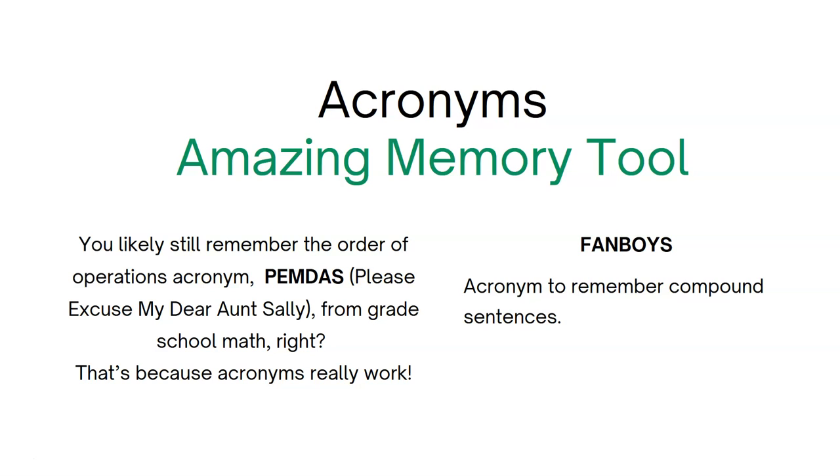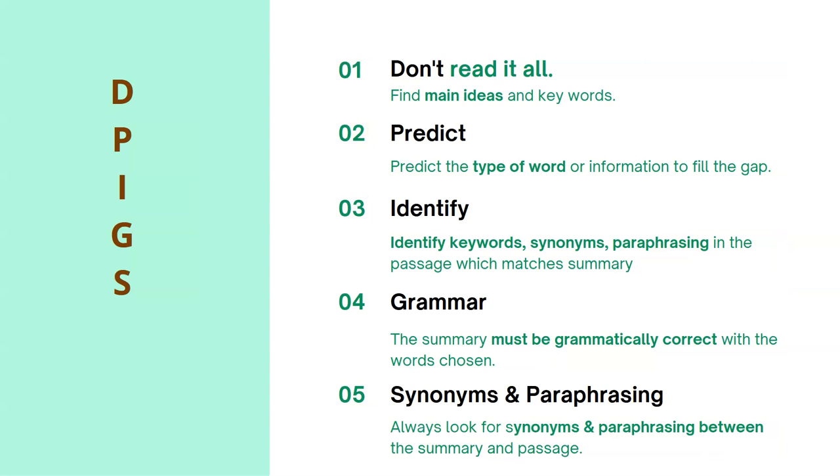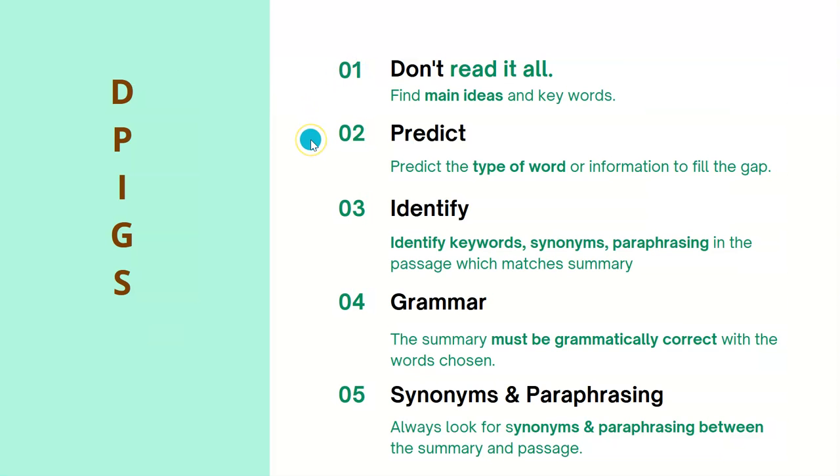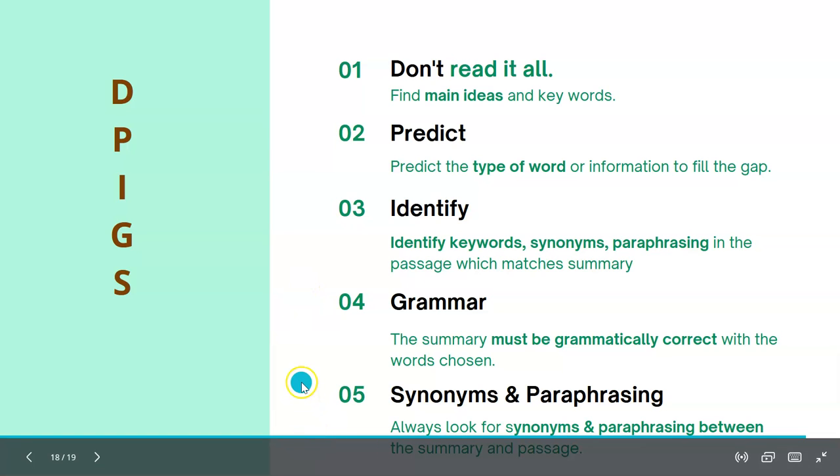So this acronym, this tool, DPIGS, can be used for you to remember the strategy to completing these question types. And please, feel free to make your own acronyms to help you be successful on these exams. One more time, DPIGS. Don't read it all. Predict the word type or information. Identify the keywords, synonyms, and paraphrasing. Remember, grammar is important, and these must be grammatically correct. And S, synonyms and paraphrasing are always used throughout the IELTS exam. Good luck.